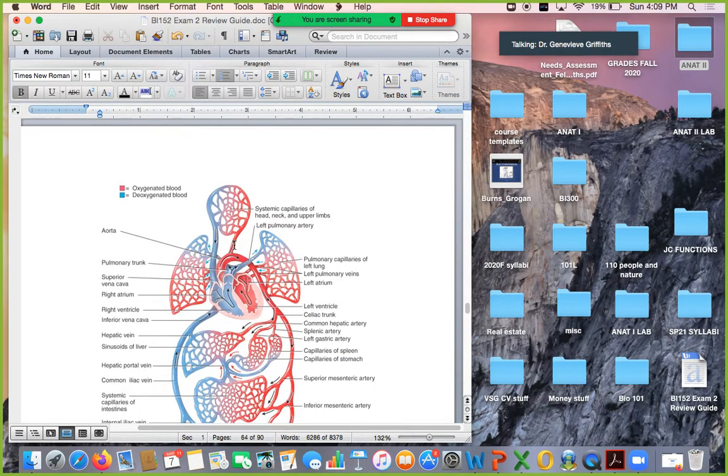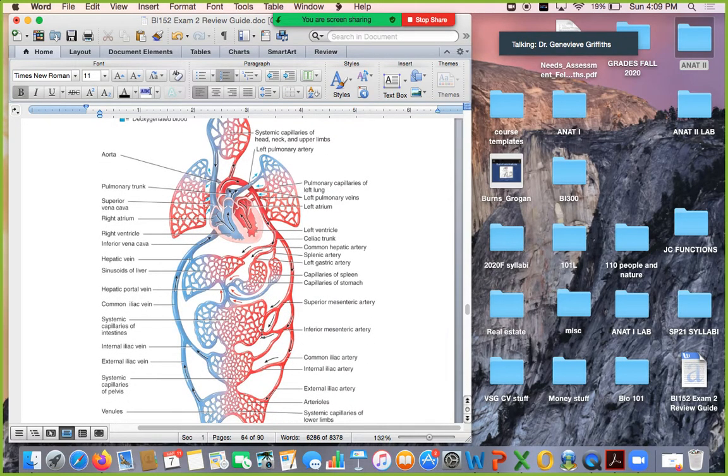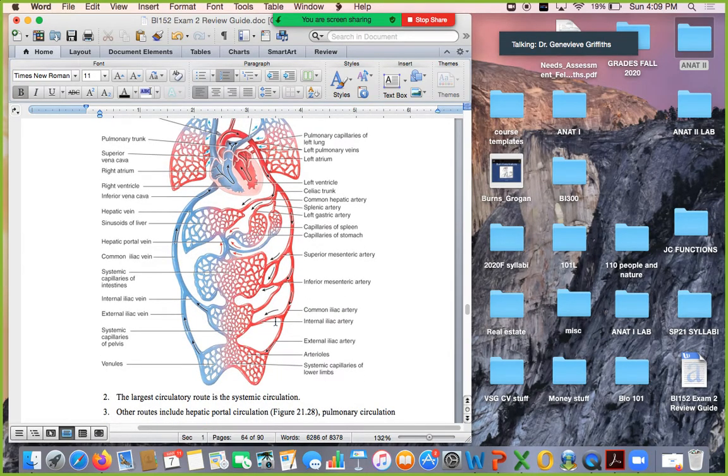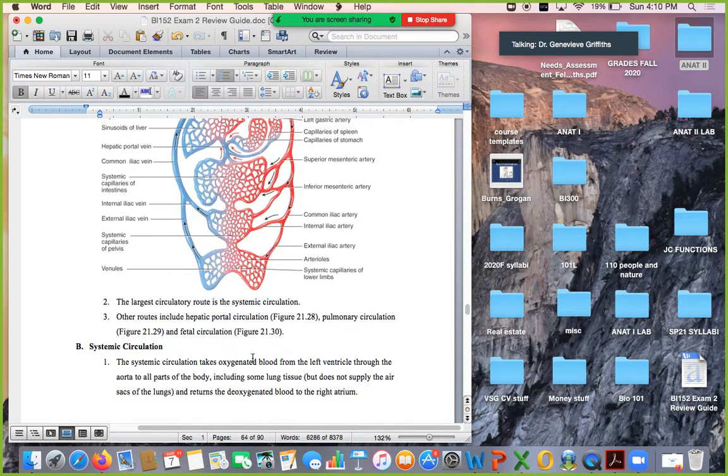So we have the systemic circulation of the head, neck, and upper limbs, which is going to be separated from the systemic circulation of the abdomen, right? Here we have the major trunks including the celiac trunk, the splenic trunk, gastric trunks, etc., and the inferior and superior mesenteric trunks. Then we split into the iliacs. Those iliacs are then going to feed into the lower limbs via the femoral, etc. So that's going to be our largest circulatory route, systemic circulation.